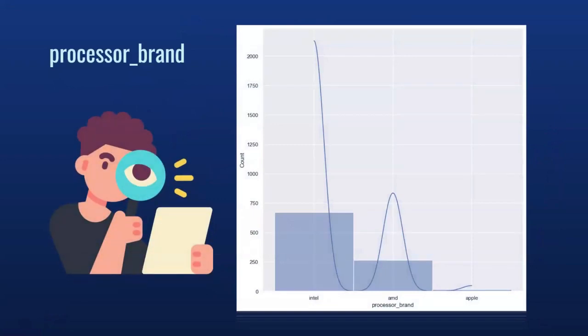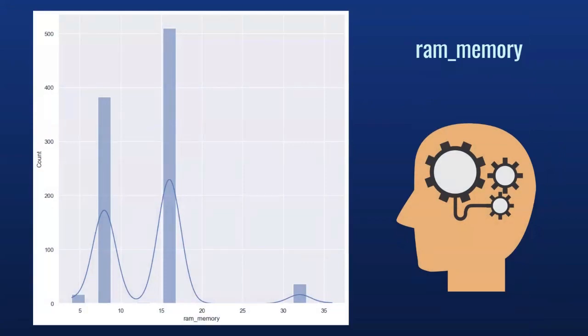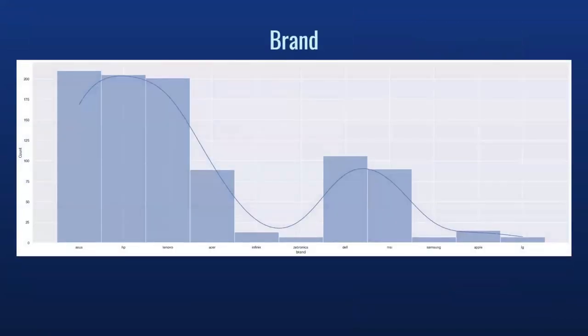We can see that in the distribution of processor brands, the majority belongs to Intel. For RAM memory, since the data is in multiples of 4, we see spikes at 8 and 16 gigabytes especially, with much lesser values at 4, 32, and 36. Brand is relatively more spread out, with the majority of the data being at Asus, Lenovo, HP, Acer, and Dell, and the KDE provides us with an easy representation of the spread of the data.